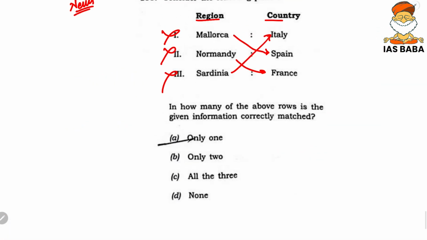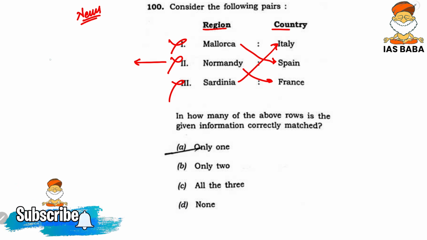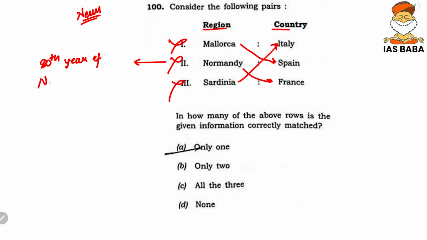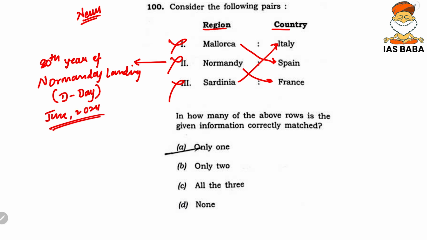Now, why was this question asked? Because Normandy was there in the news. It was there because of the 80th year of celebration of the Normandy landing. Basically, they consider this as D-Day. This was in the month of June 2024, the 80th year of the Normandy landing. It is with respect to the liberation of France during World War II. That had happened, and it was recently celebrated as the 80th year. So it was there in the news.